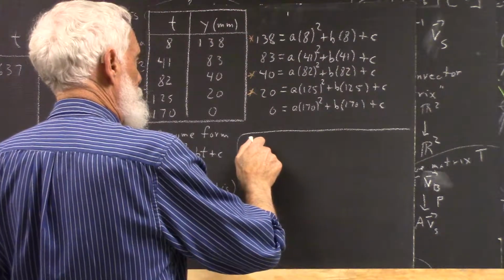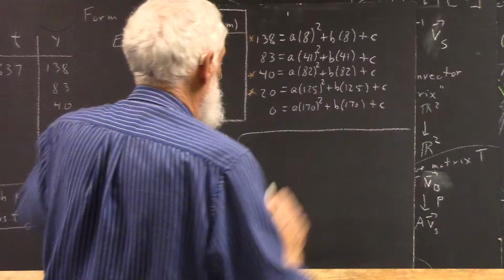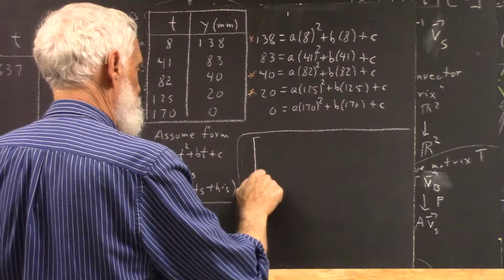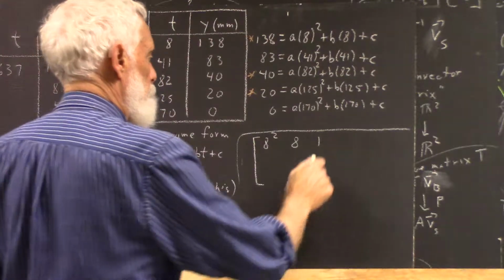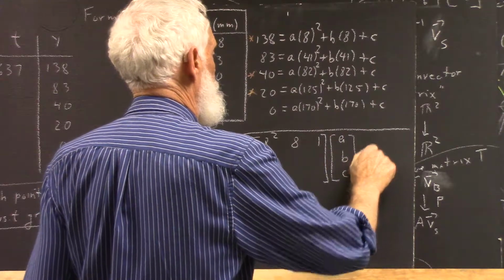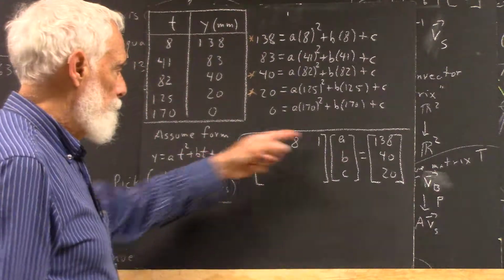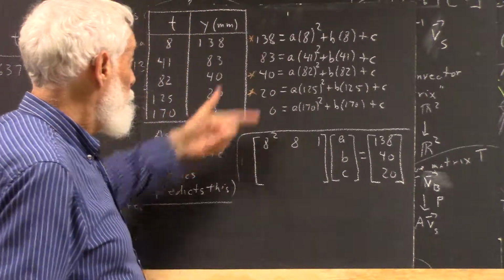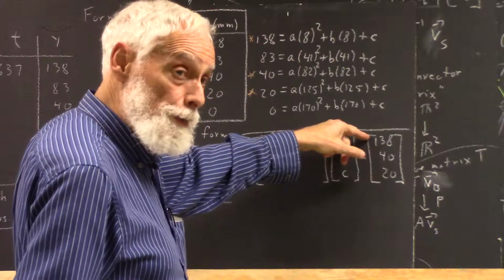Now, it should be clear that I could move the 20 over onto the right side, the 40 onto the right side, and the 138 onto the right side. And I would have then an equation of this form. Now I'm going to have a matrix that can multiply A, B, and C to get 138, 40, and 20. The first row of the matrix will be t squared, t, and 1. So I have 8 squared times A plus 8 times B plus C equal to 138.